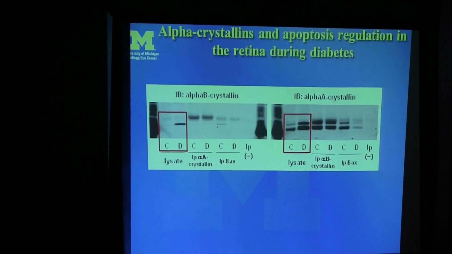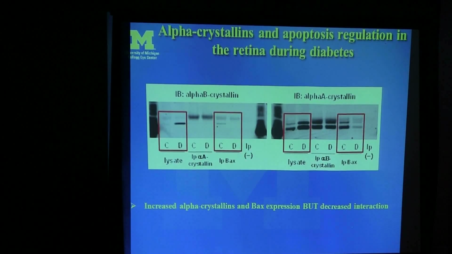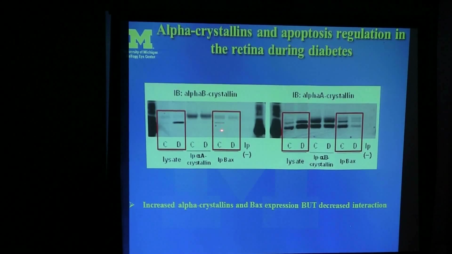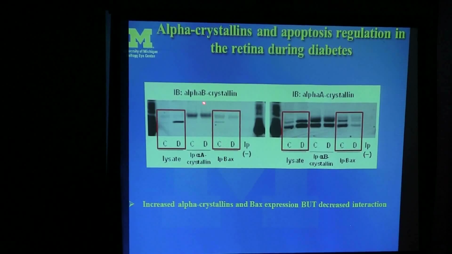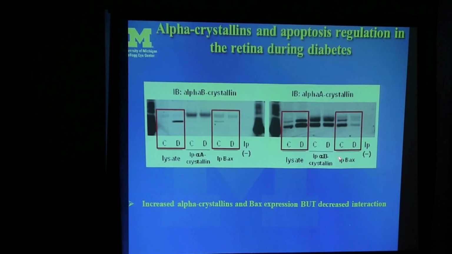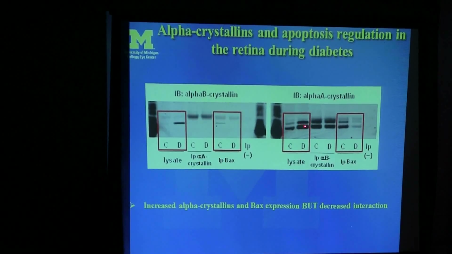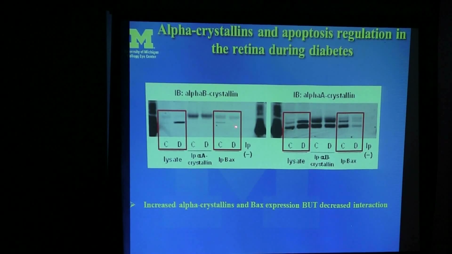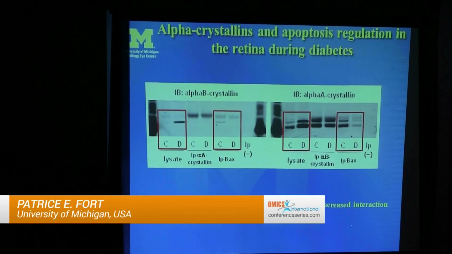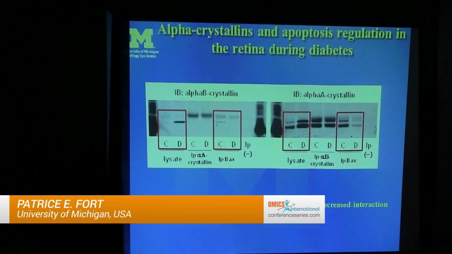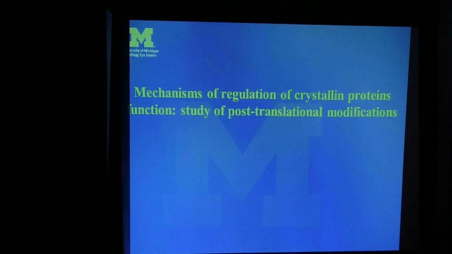What we did here is look at the interaction between the two proteins, well, the three, I should say. While their levels of expression are fairly low in controls, they interact together. We could pull down BAX and alpha B-crystallin together and pull down alpha A and BAX together in control conditions. Interestingly, while their levels are highly induced in diabetics, the interaction is almost completely lost. So something is happening to those crystallins during diabetes that prevents them from interacting, and that might explain why we do see this increased cell death in diabetes.